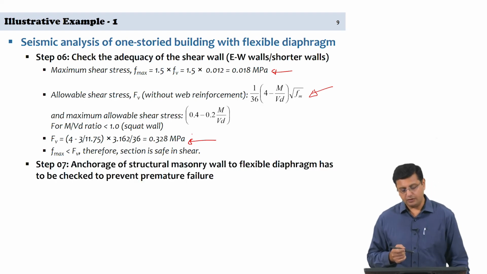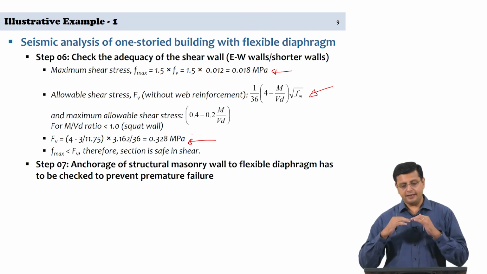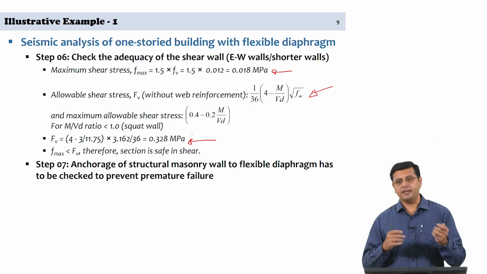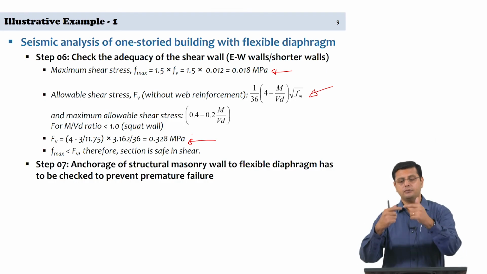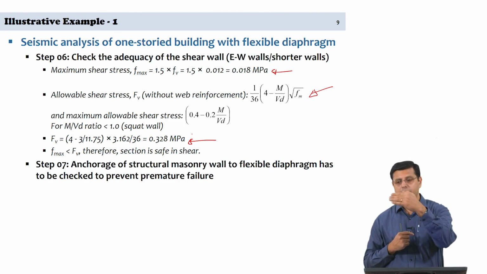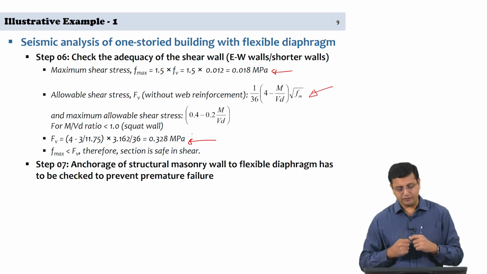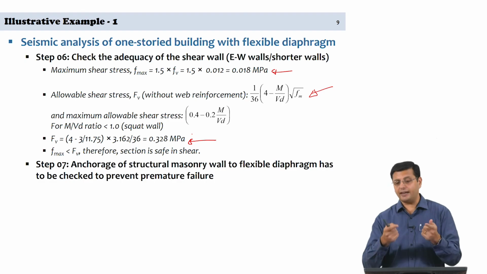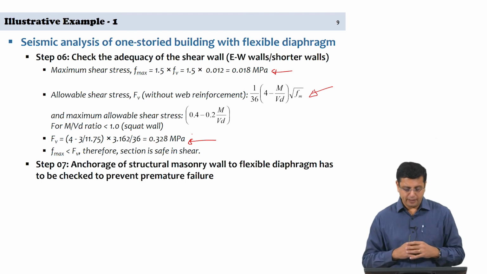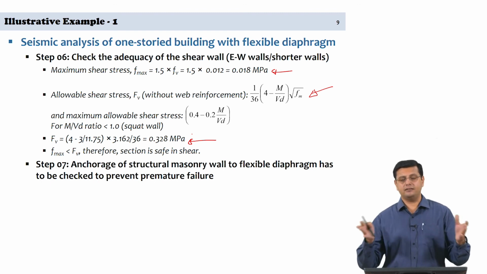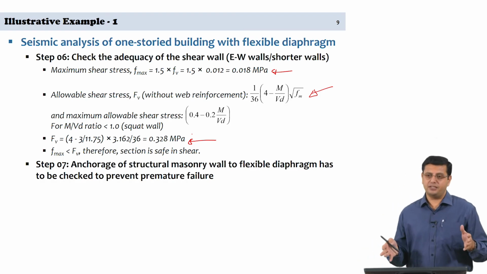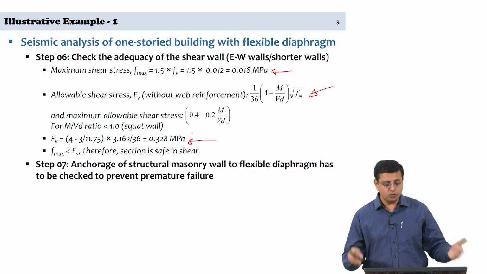So, the other thing that we need to also look at is, I said that the connections between the bond beam and the wall are important in the in plane walls, but also the connection between the bond beam diaphragm, the bond beam and the out of plane walls is important, and therefore, the anchorage of the structural masonry wall to the flexible diaphragm should be checked for premature failure. If that fails, then you will get a local mechanism, which is what you want to avoid. You want to have a global mechanism as intended by the design, because you are ultimately attributing the shear stress from the entire structure to the in plane walls.